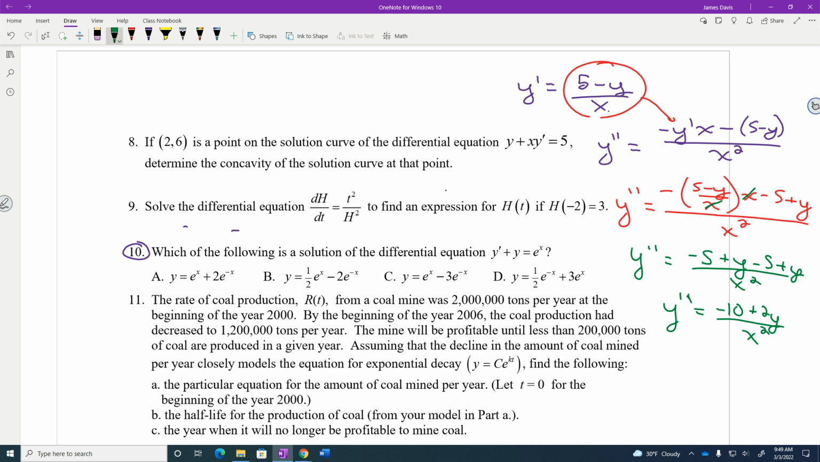So then we can plug in the point (2, 6) for x and y. So 2 times 6 over 2 squared. And then we get 12 on top, and 12 over 4 is 3. So we have positive 3. And all we're actually looking for is the sign. It's positive, so this would be concave up.